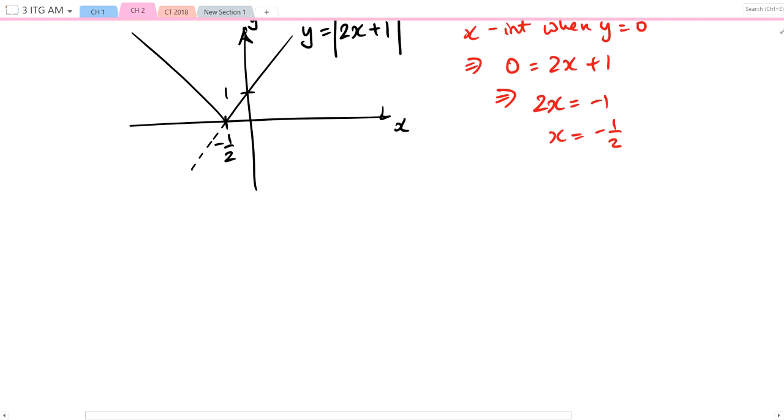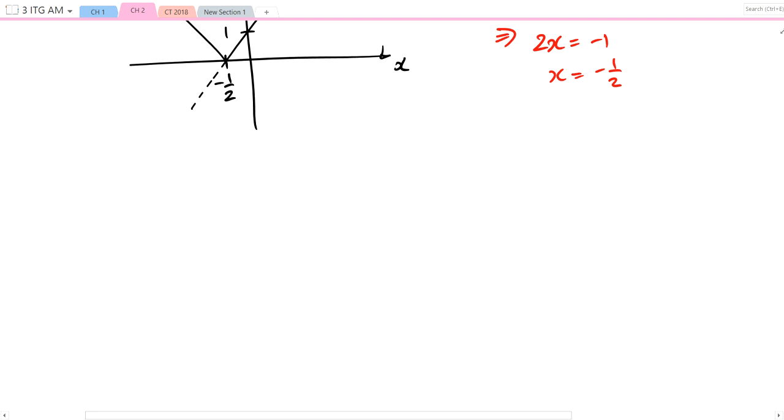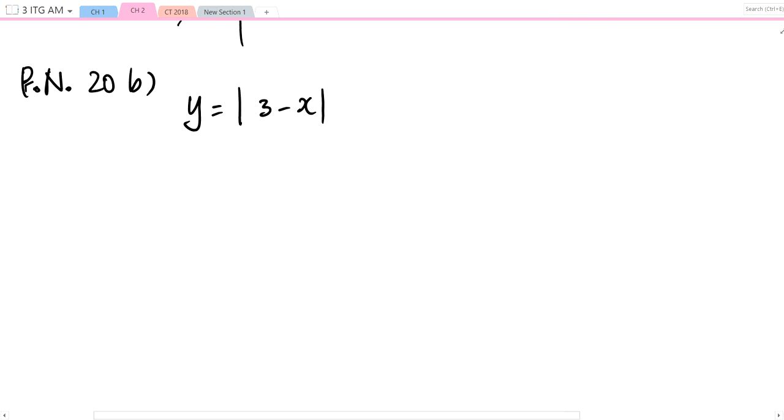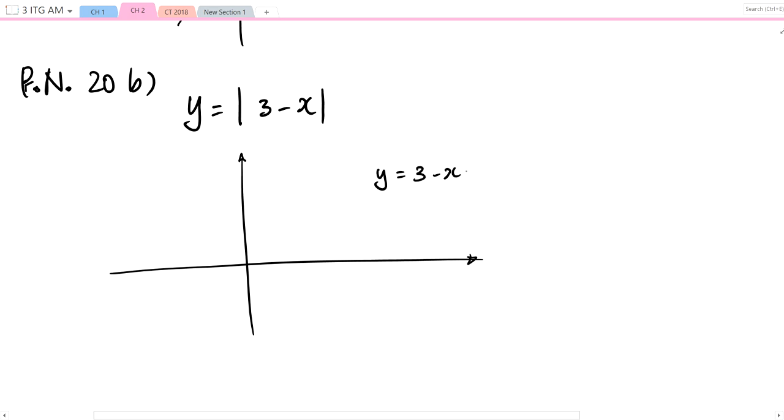Now I'll go through another question. Practice now 20, part B. So this time we're told to sketch y equals modulus 3 minus x. Step 1 is still the same. I will sketch the graph of y equals 3 minus x. I know it is going to slope downwards and it is going to have a y-intercept of 3. So something like this.